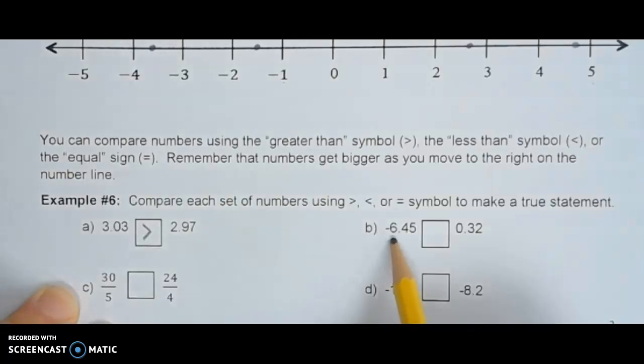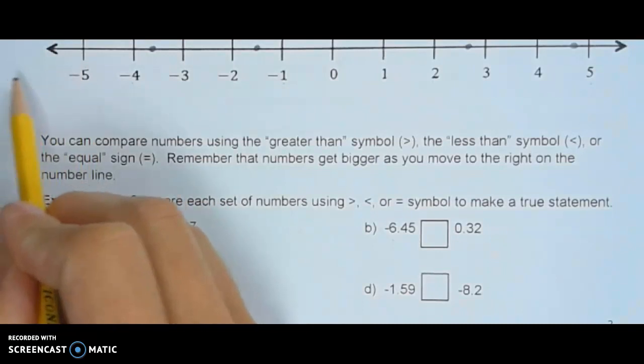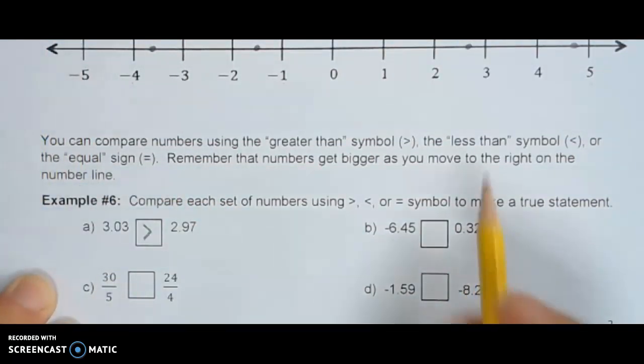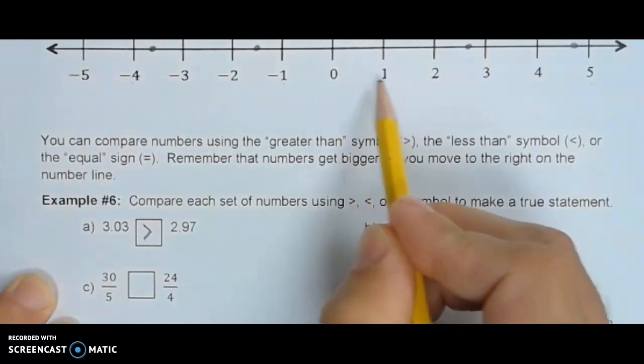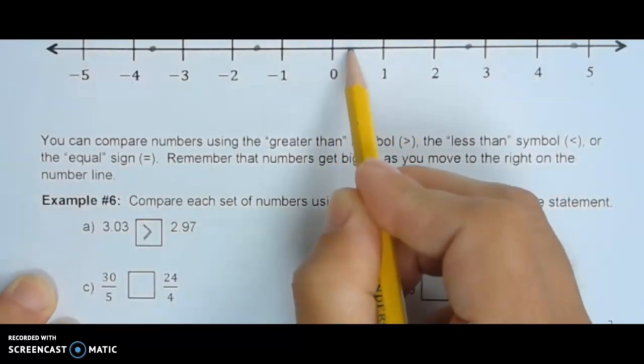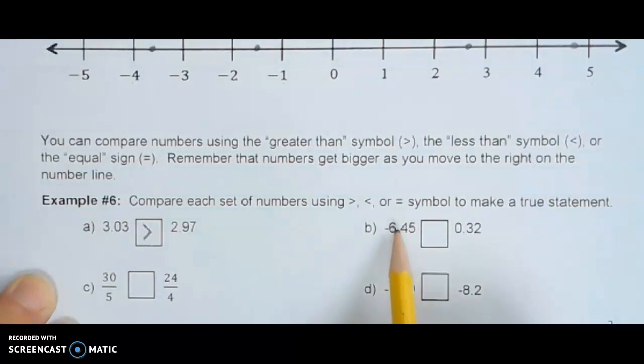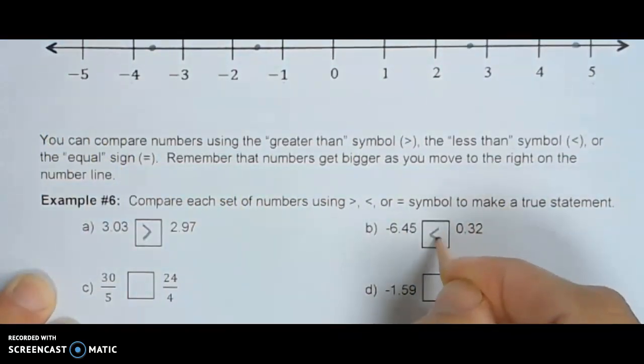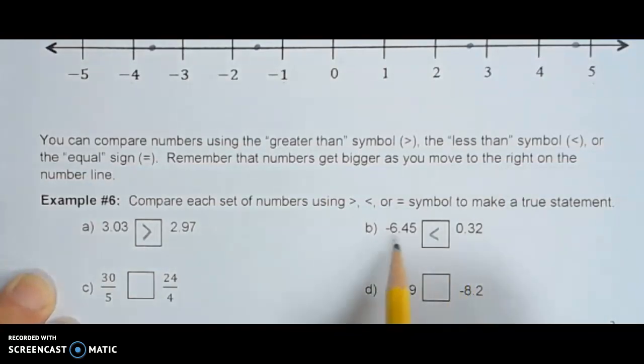In letter B, we have -6 and 45/100, which would be somewhere even over here to the left of -5, compared to 32/100, which is in between 0 and 1. Okay, 32/100 would be right about here. Since -6 and 45/100 is further to the left, it's going to be less than 32/100. And that makes sense. All negative numbers are less than positive numbers.